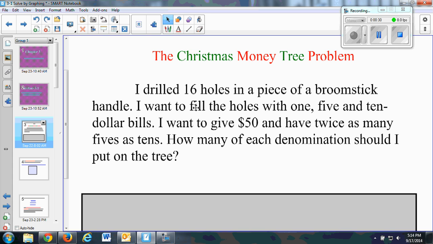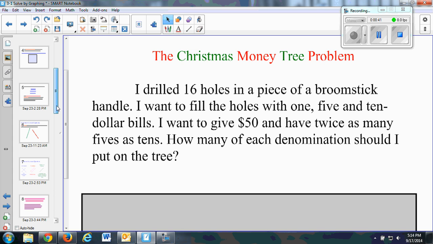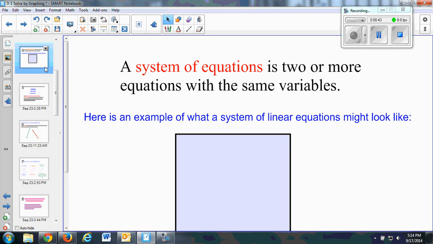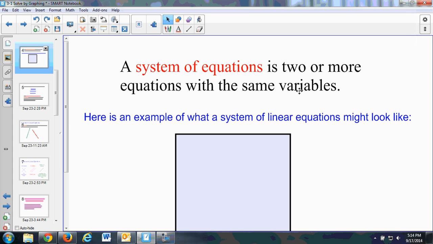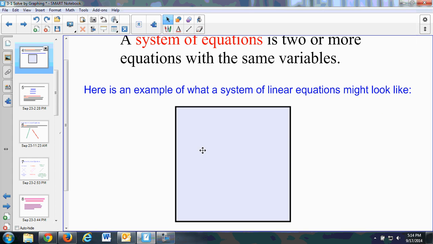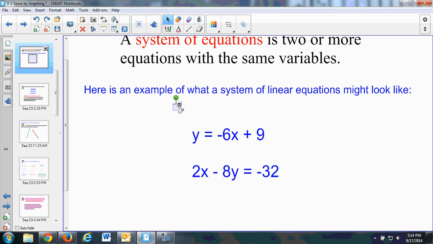Well, so it's a Christmas money tree, obviously. And what you have with the system here is multiple conditions that you're trying to solve for or account for in the solution, which is why you end up with multiple equations, which is why it's called a system. So you have a system, which is two or more equations with the same variables. As an example, you would see something like this: y equals negative 6x plus 9, 2x minus 8y equals negative 32.